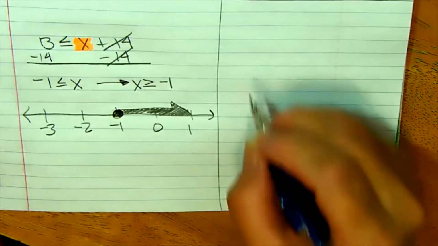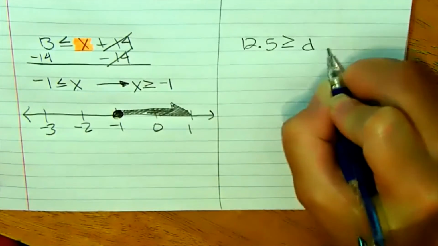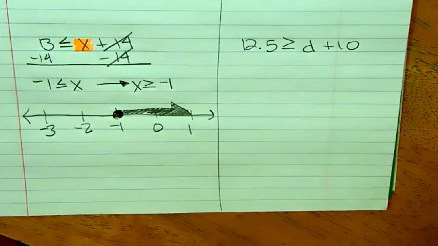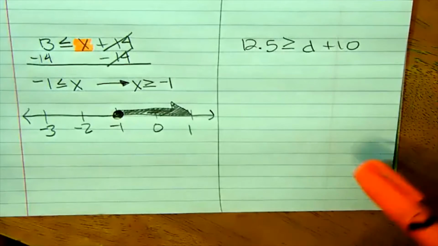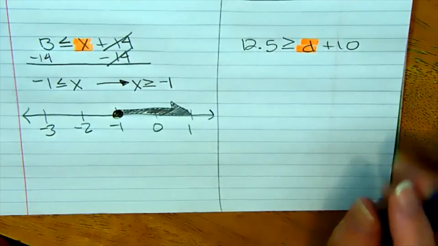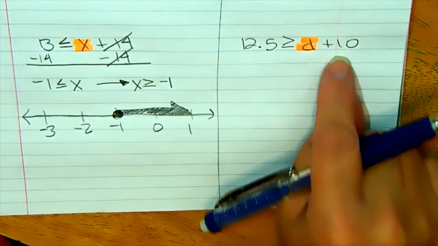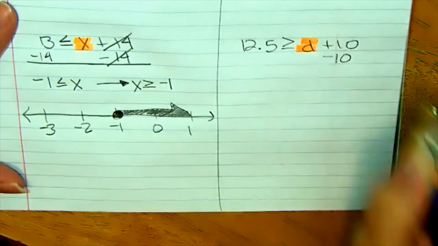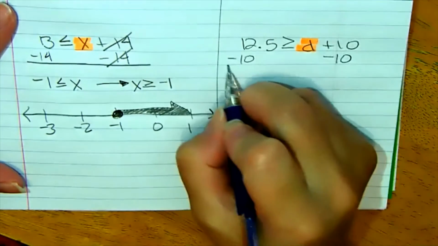So let's do one more. 12.5 is greater than or equal to D plus 10. Okay, I know how to do this. I need to isolate my variable. So to get the variable by itself, I need to get rid of this positive 10. So I need to undo positive 10. I need to subtract 10. What I do to one side, I must do to the other.